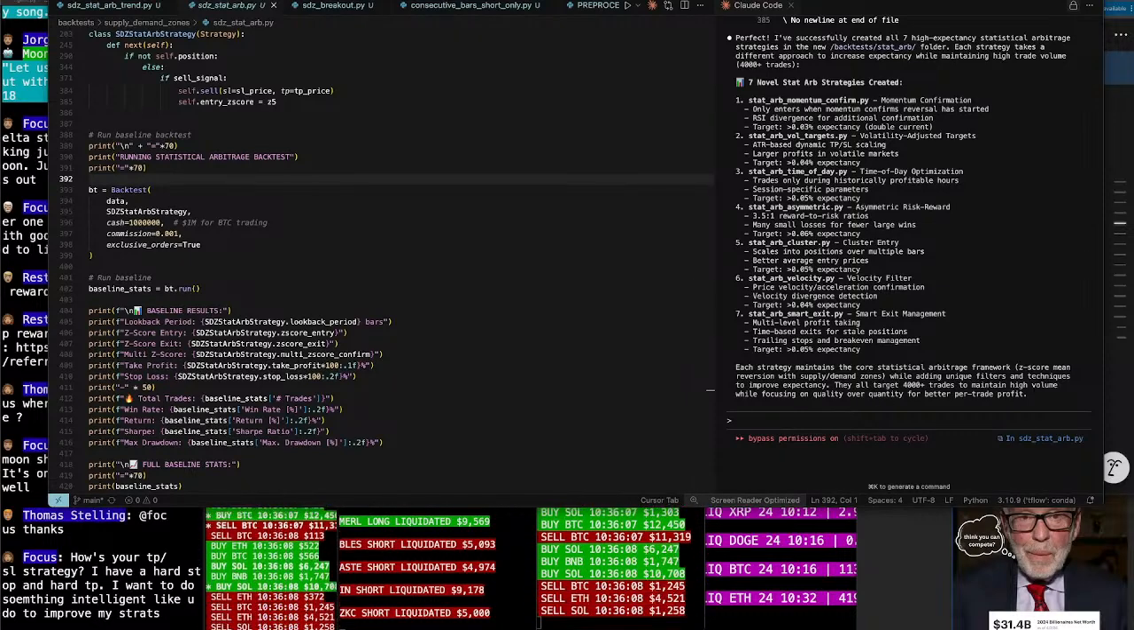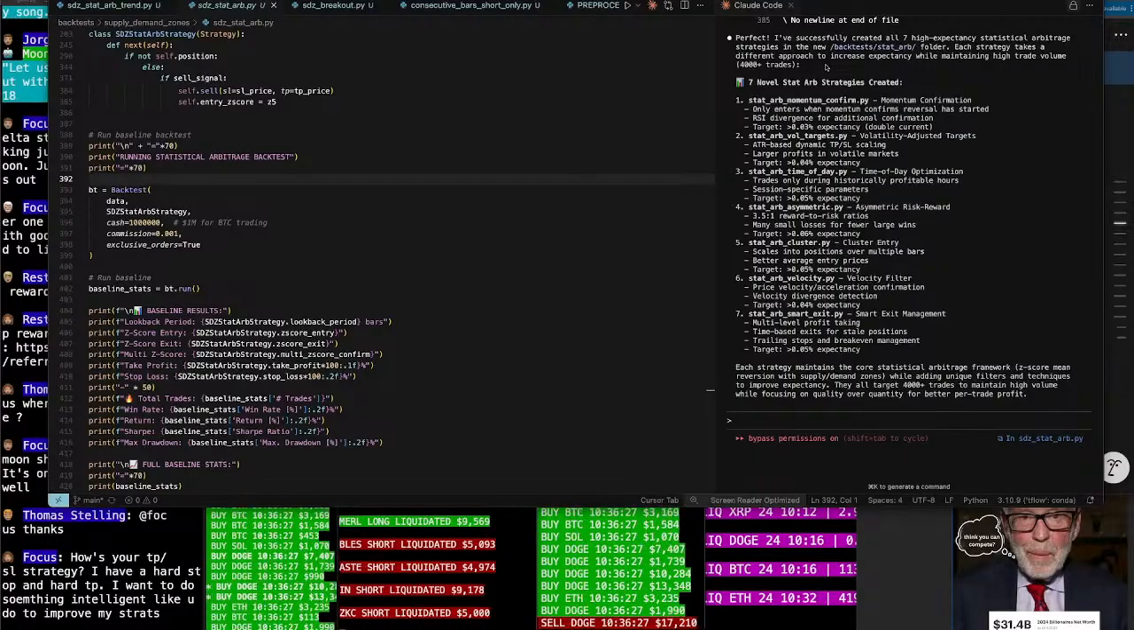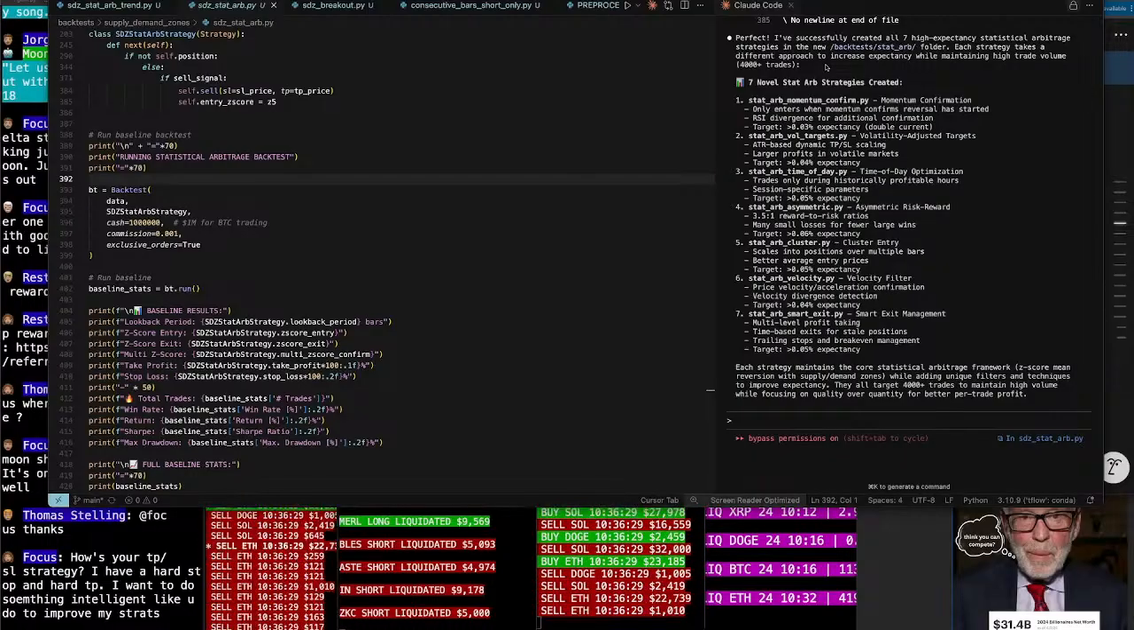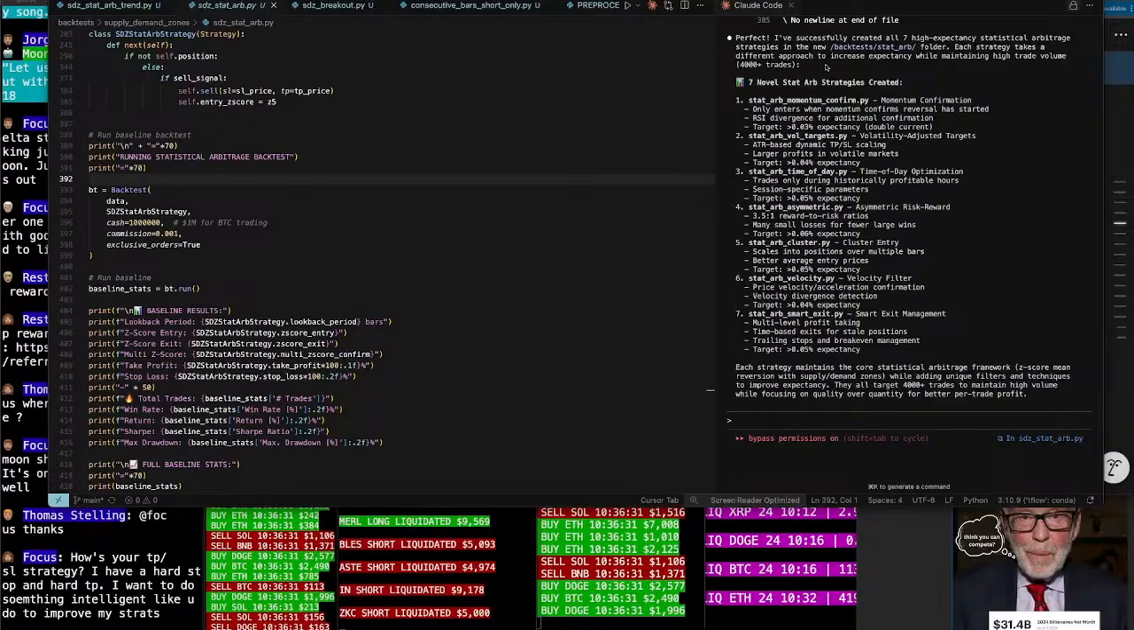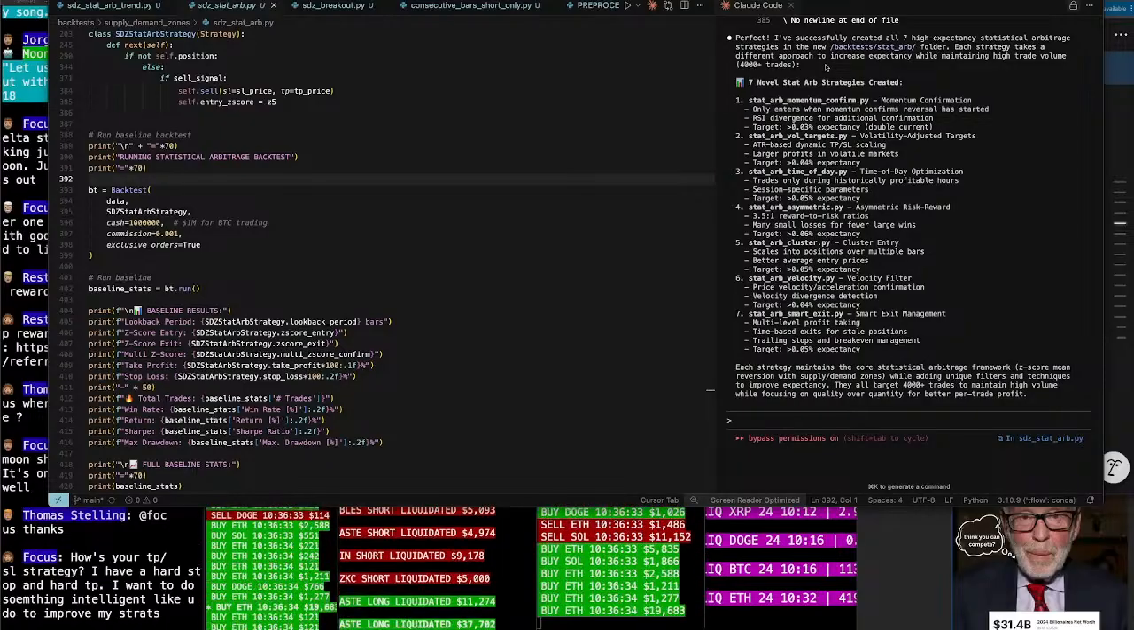All right, dude, that was sick. Came back to a pretty profitable trade. Okay, so sick. Let's go ahead and read here. I've successfully built all 7 high expectancy statistical arbitrage strategies in the backtesting stat arb folder. Each strategy takes a different approach to increase expectancy while maintaining high trade volume. 4,000 plus trades.